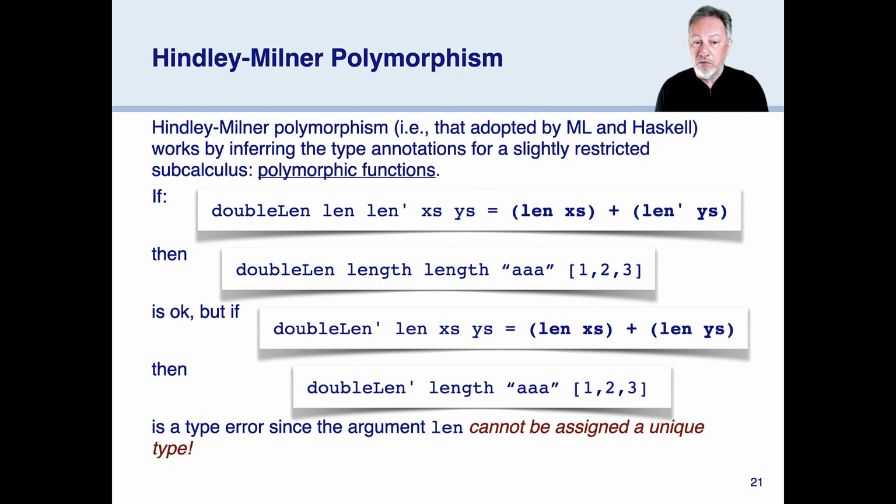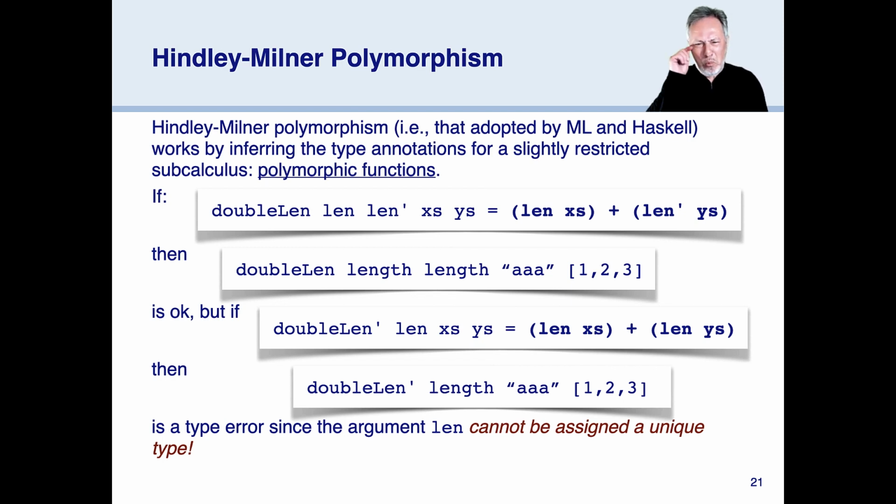So we can now compute double len of length and length applied to the string AAA and the list 1, 2, 3. This works perfectly fine. The same function length gets specialized. Recall, length is a generic function that will work on any kind of list. The first one is going to get specialized to work with character arrays, the string AAA, and the second one's type is going to be specialized to work with lists of numbers.